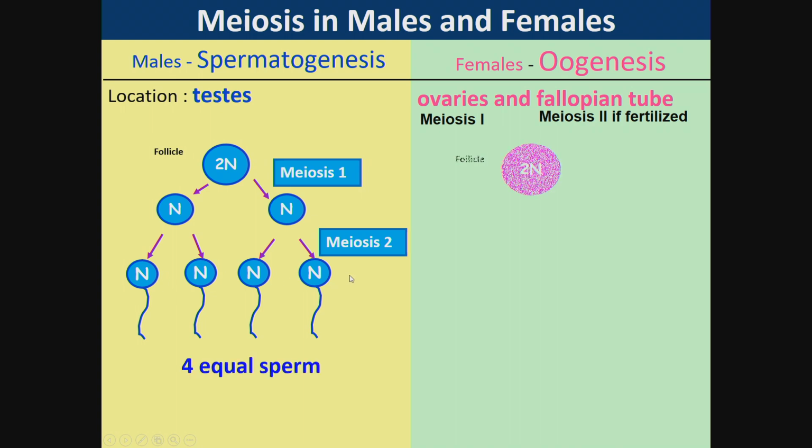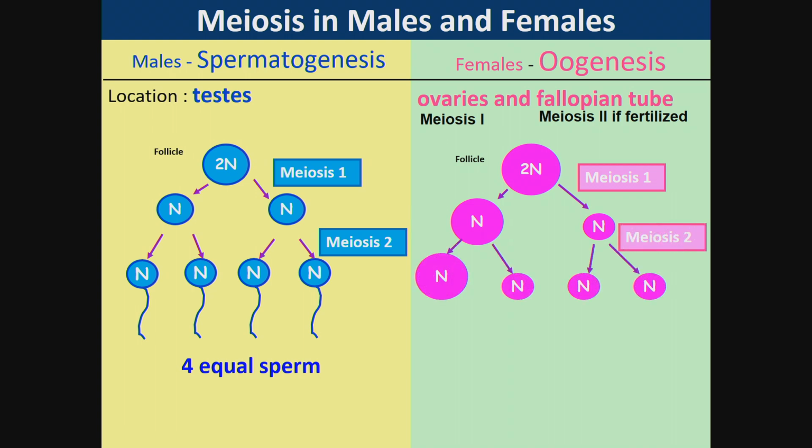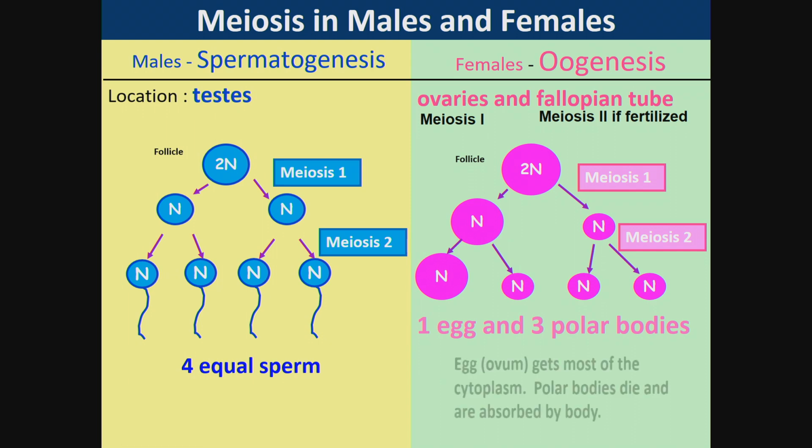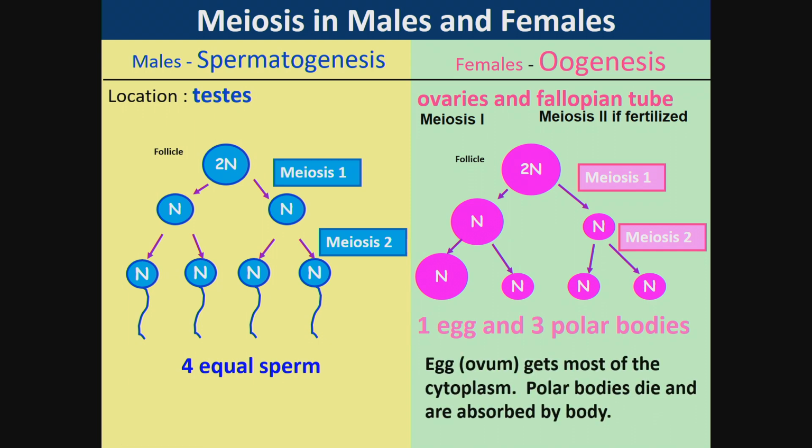In females, it's similar, but a little different. One cell gets most of the cytoplasm. That cell will become the egg. And then during meiosis 2, they split once more, and in the end, we get 1 egg and 3 polar bodies. So these cells just die. The egg will also die within 24 hours if it is not fertilized. The egg or ovum gets most of the cytoplasm. The polar bodies die and are absorbed by the body.